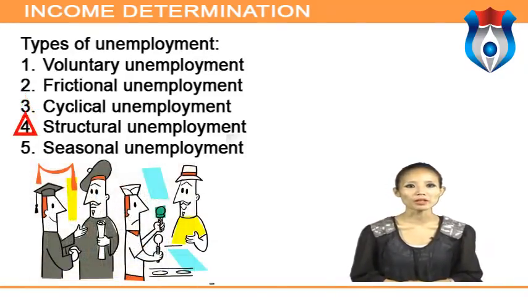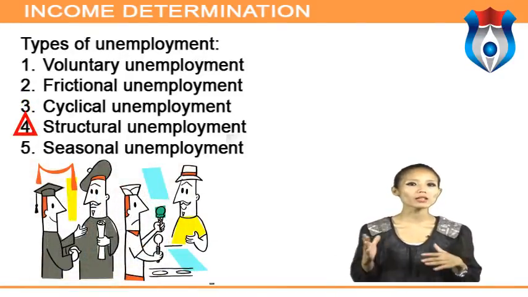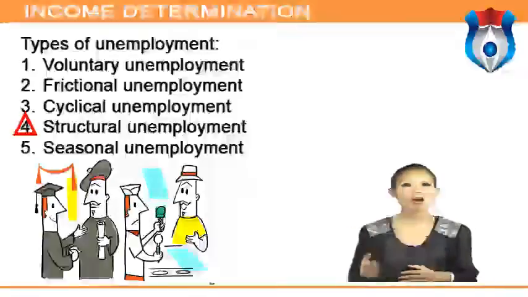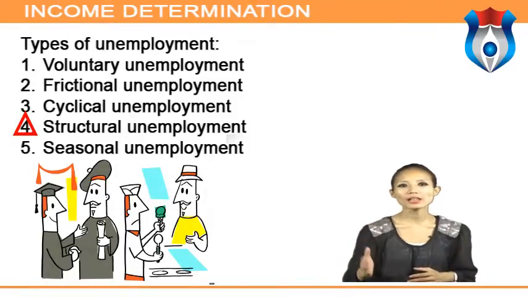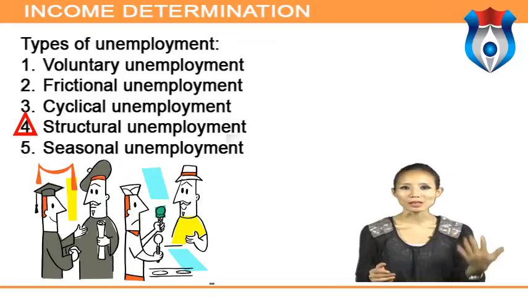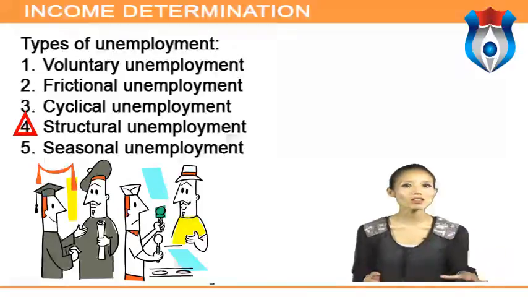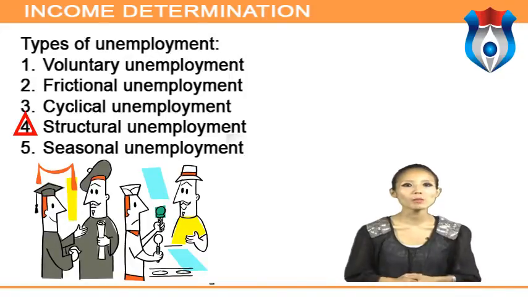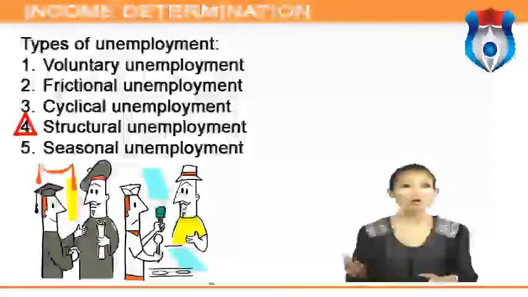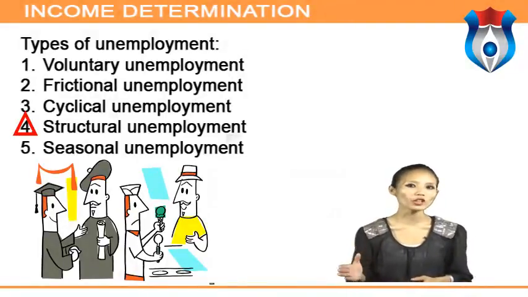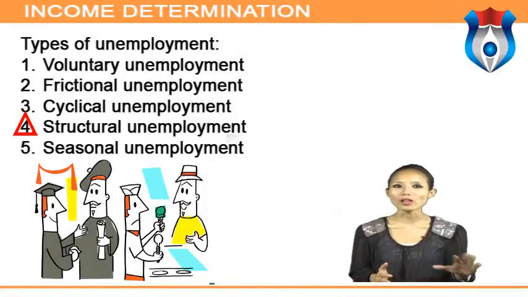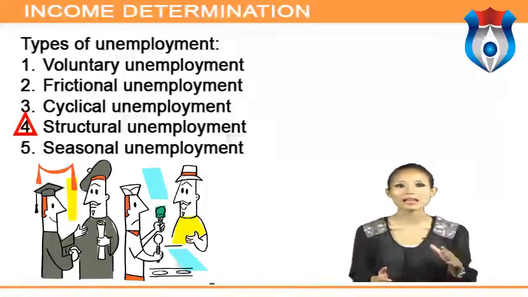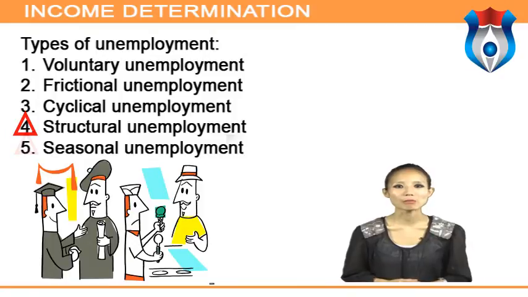Structural unemployment. One way to think of it is that structural unemployment occurs because some labor markets have more workers than there are jobs available, and for some reason, wages do not decrease to bring the markets into equilibrium. Another way to think about structural unemployment is that it results when workers possess skills that are not in high demand in the marketplace and lack skills that are in high demand.